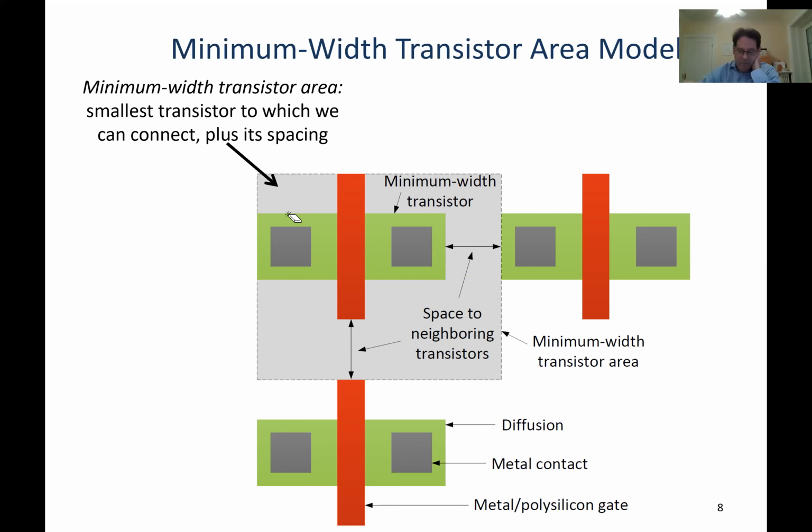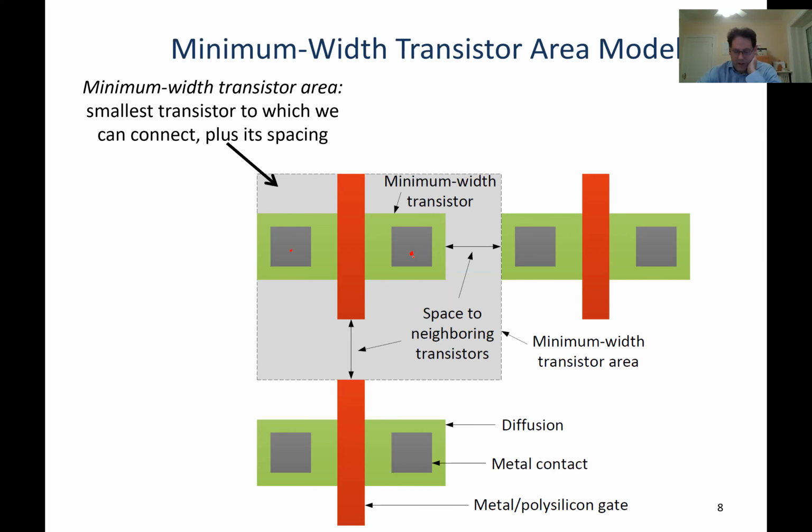The most widely used one in FPGA research is called the minimum width transistor area. It's the smallest transistor to which we can connect, plus its spacing to its neighbors. All right, so the green here is diffusion.